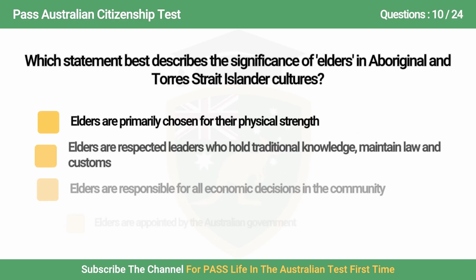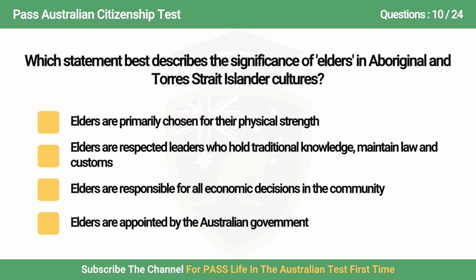Question 10. Which statement best describes the significance of elders in Aboriginal and Torres Strait Islander cultures? A. Elders are primarily chosen for their physical strength. B. Elders are respected leaders who hold traditional knowledge, maintain law and customs. C. Elders are responsible for all economic decisions in the community. D. Elders are appointed by the Australian government.